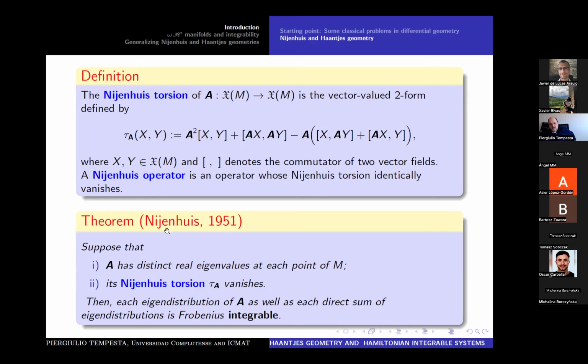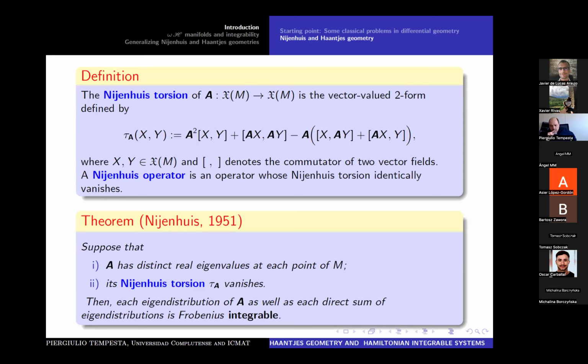So the theorem by Nijenhuis of 51, which I sketched before, is more precisely the following. First of all, we suppose that A has distinct real eigenvalues at each point. And then we assume, of course, that its Nijenhuis torsion vanishes. Then each eigendistribution of A, as well as each direct sum of eigendistributions, is Frobenius integrable. So it is integrable in the most standard sense.